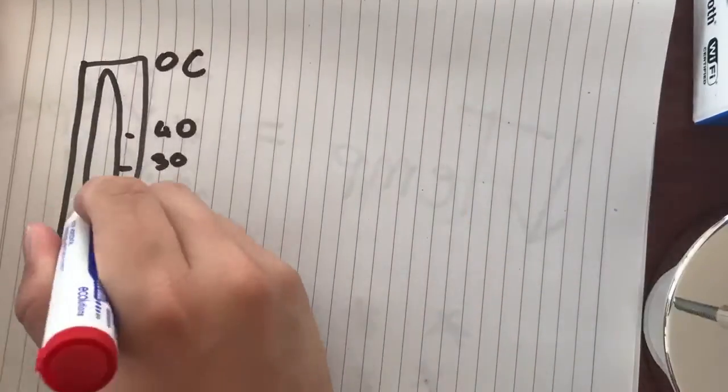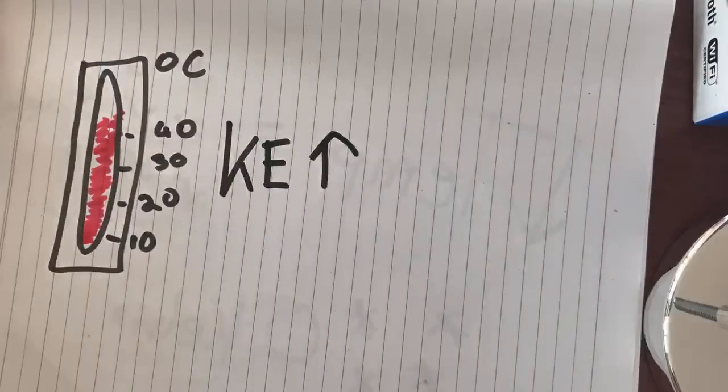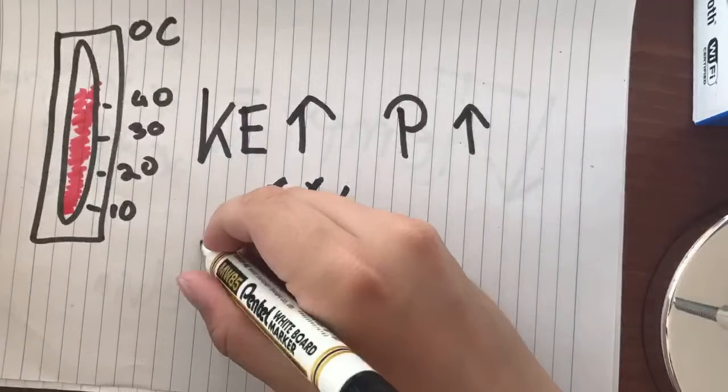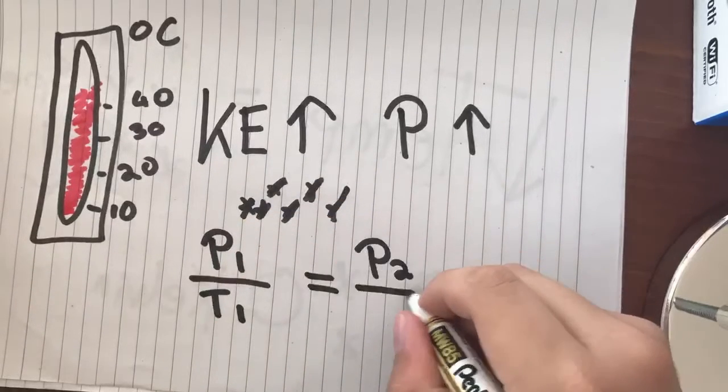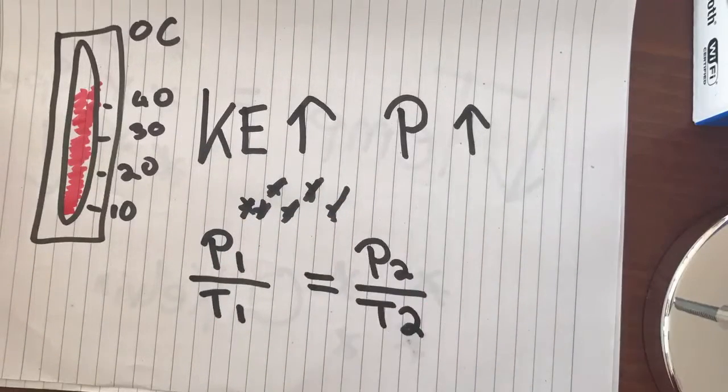Here, as temperature increases, so does kinetic energy. This again causes the force of the collisions to increase, thus increasing the pressure. Given that pressure is a constant times temperature, we can compare the two pressures and the two temperatures, giving us the formula of pressure 1 over temperature 1 being equal to pressure 2 over temperature 2.